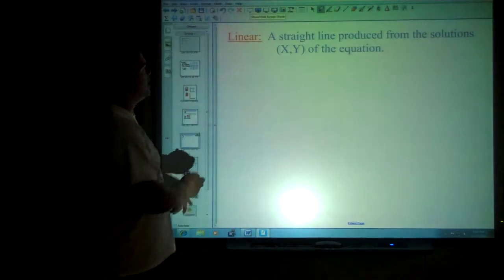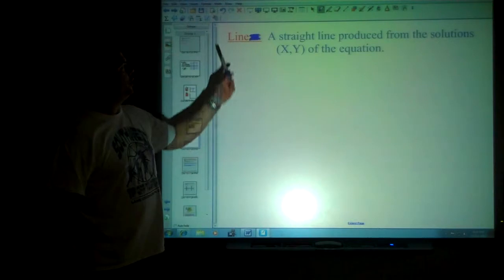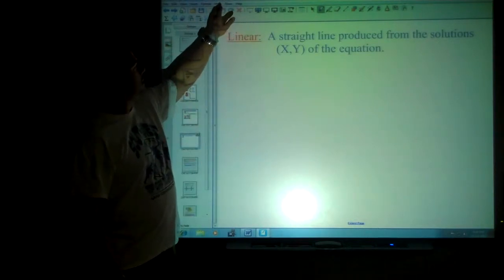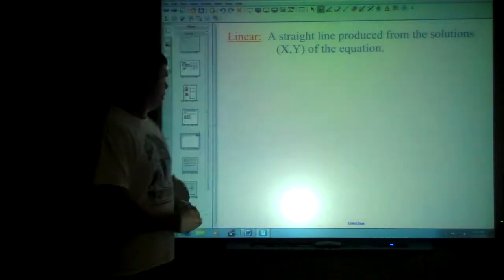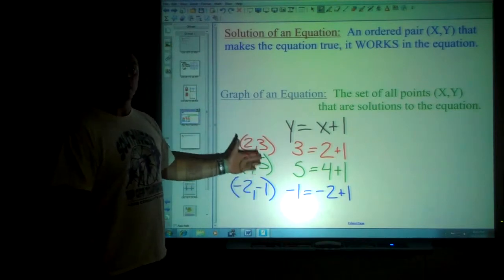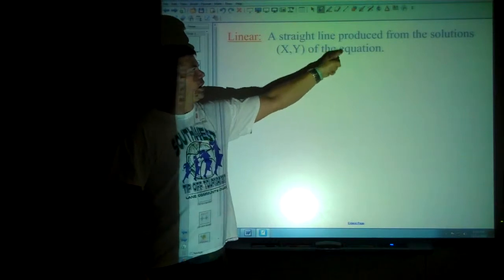Linear. If you take off the A and the R on linear, it produces the word line, straight line. That's what we are going to make with linear. A straight line that's produced from the solutions. If you recall, these were all solutions. They're going to produce a straight line. X and y are the ordered pairs of the equations.